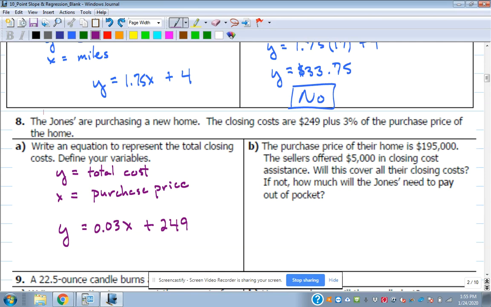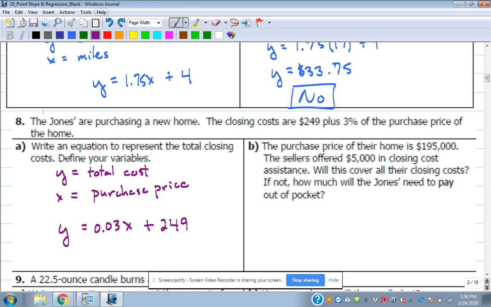This is pretty commonplace to offer closing cost assistance in selling a home, because closing cost is just extra money that they're making you pay to buy the house. It's a weird way of doing things, but it's what they do. So they've offered $5,000 in closing cost assistance for a $195,000 home.